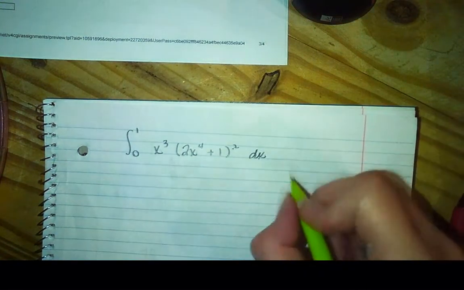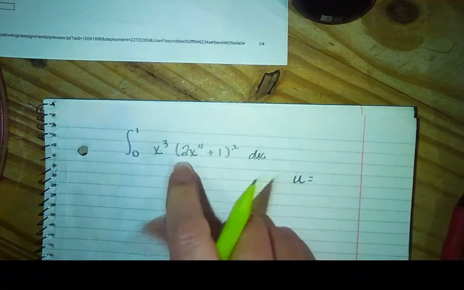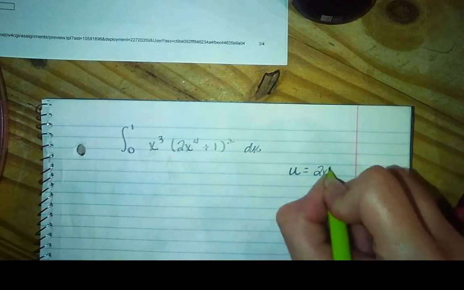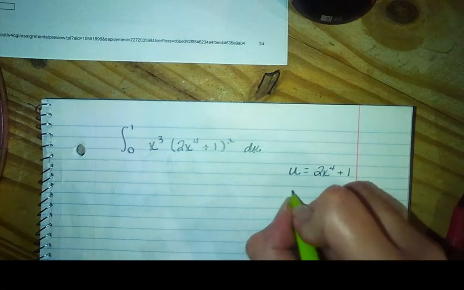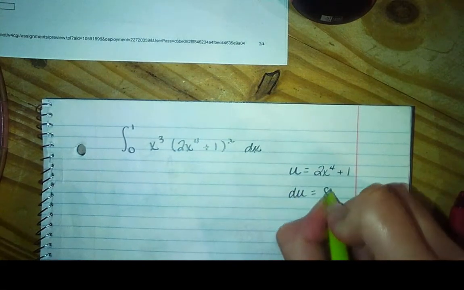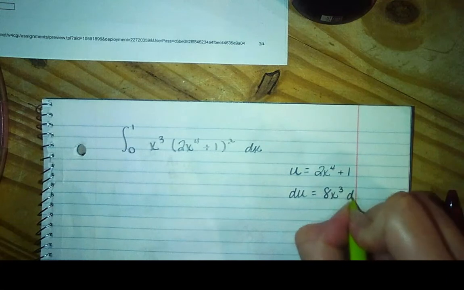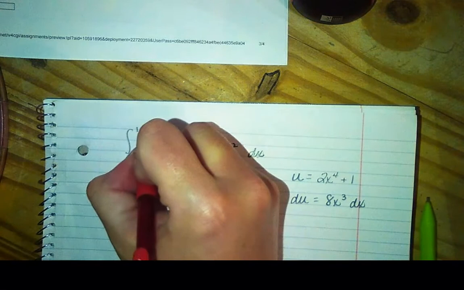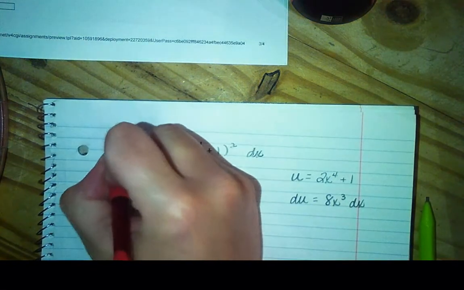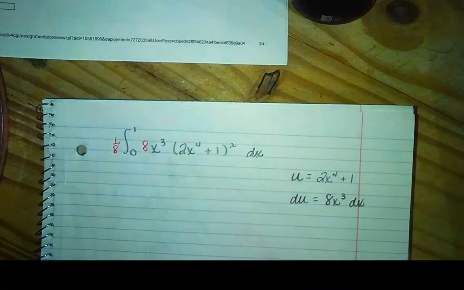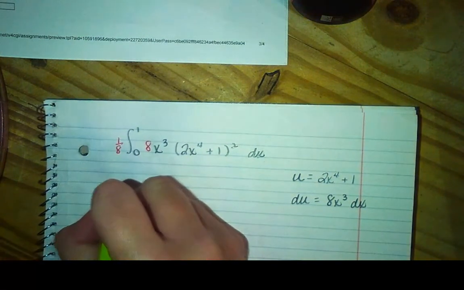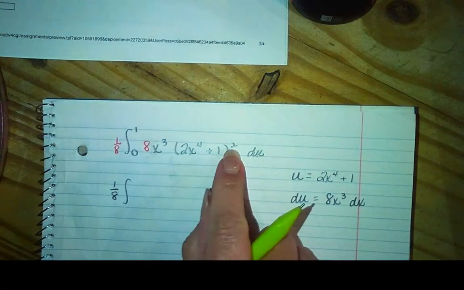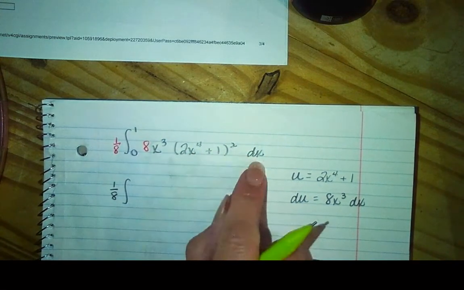All right, so if I want to know what my u is, 2x to the fourth plus 1, which makes my du 8x to the third dx. So what am I missing? I'm missing an 8. So I'm going to balance with a 1/8. Okay? So now I can rewrite this as 1/8 times the integral of u squared du.